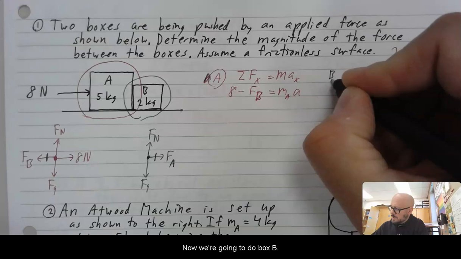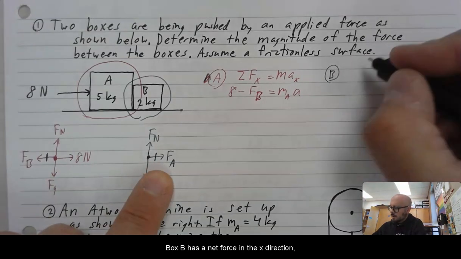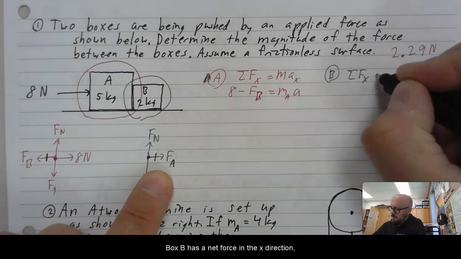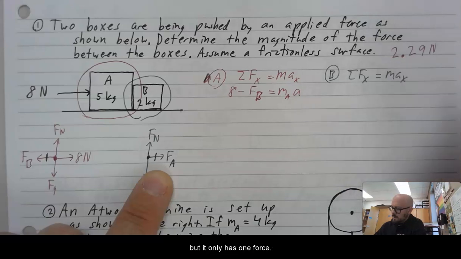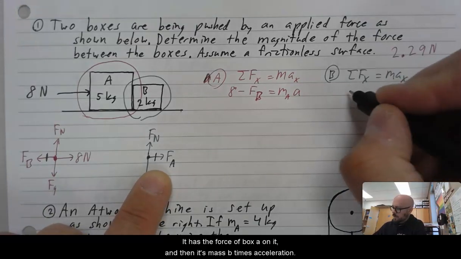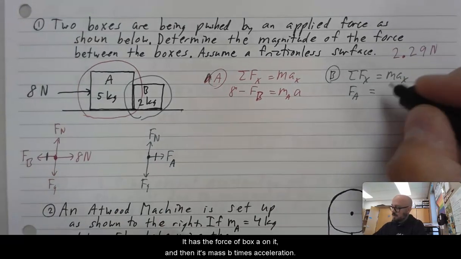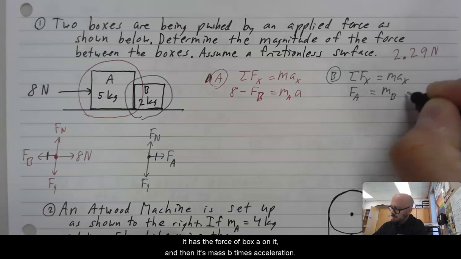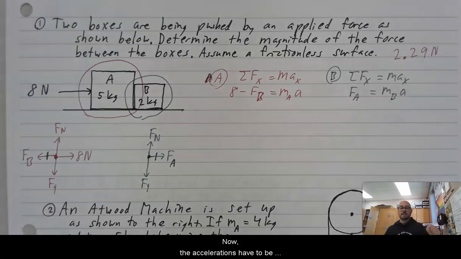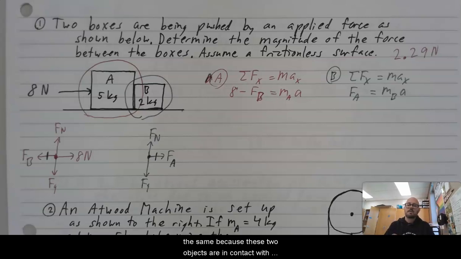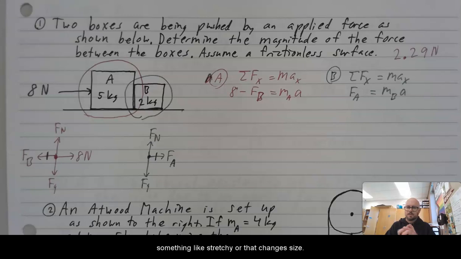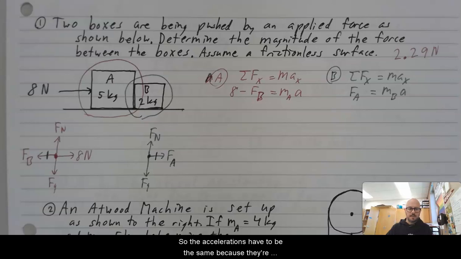Now we're going to do box B. Box B has a net force in the x direction, but it only has one force. It has the force of box A on it, and then its mass B times acceleration. Now the accelerations have to be the same because these two objects are in contact with one another, and they're not in contact with something stretchy or that changes size. So the accelerations have to be the same because they're literally stuck to one another.